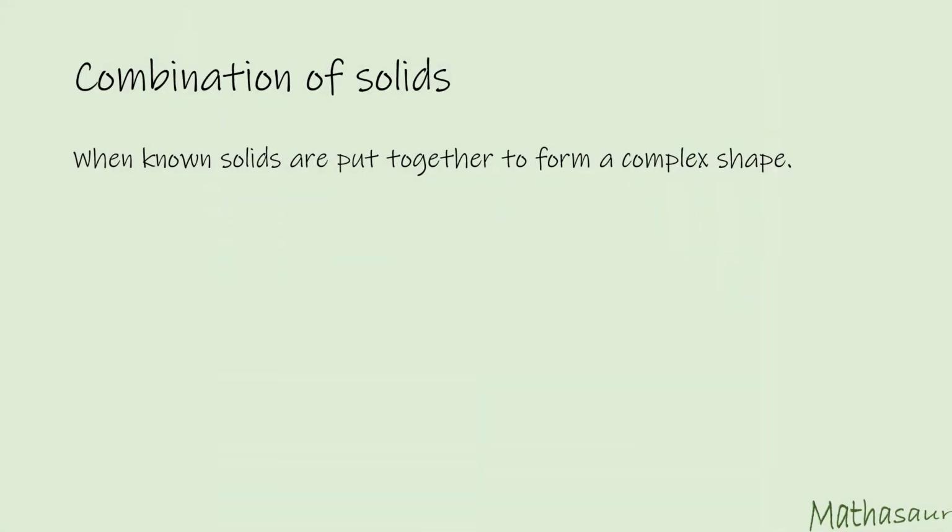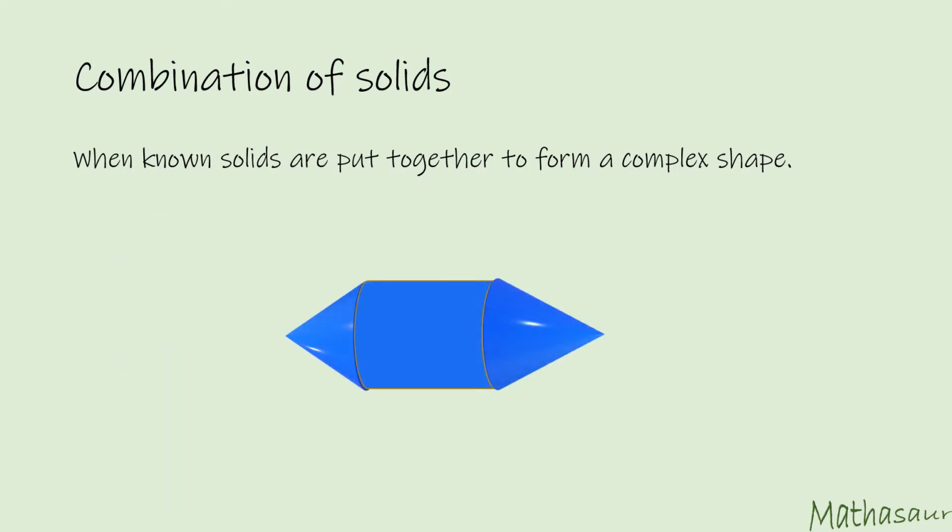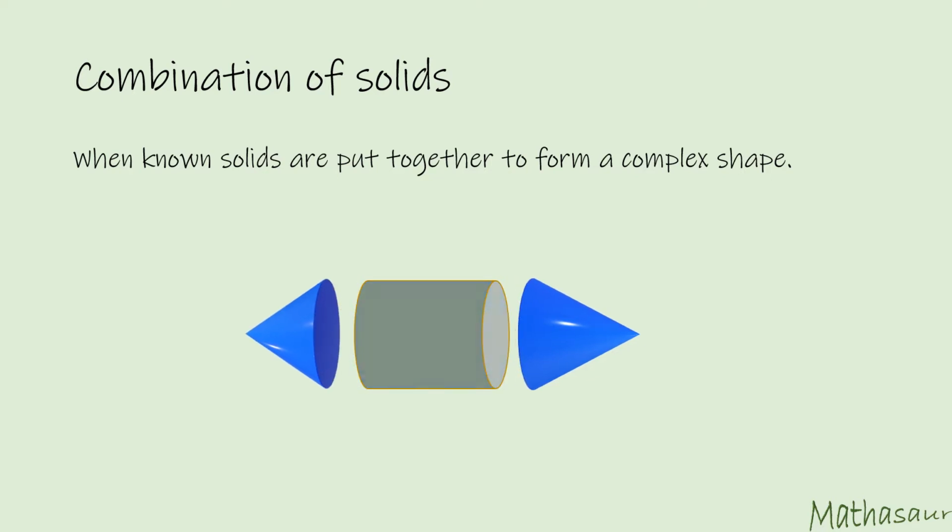Today, let us look at combination of solids. In the figure shown, we have a cylinder and a cone. Now the figure is rotated and another cone is added. So we have one cylinder and two cones.